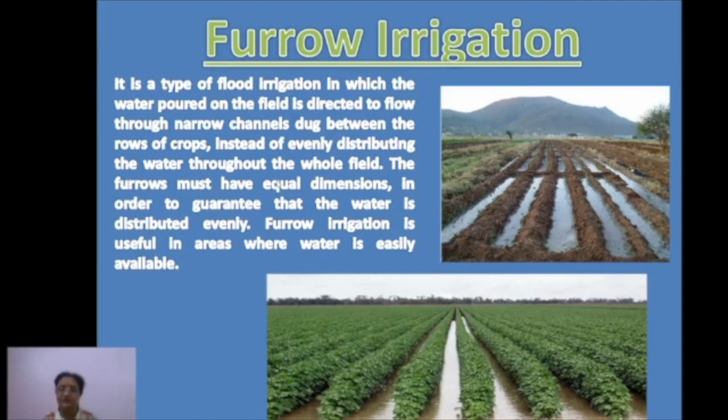The furrows must have equal dimensions, and in order to guarantee that the water is distributed evenly, it should always be observed. It always needs a proper check that it is providing proper flow of water or not. Then furrow irrigation is useful in areas where water is easily available. This is again one point related to this.